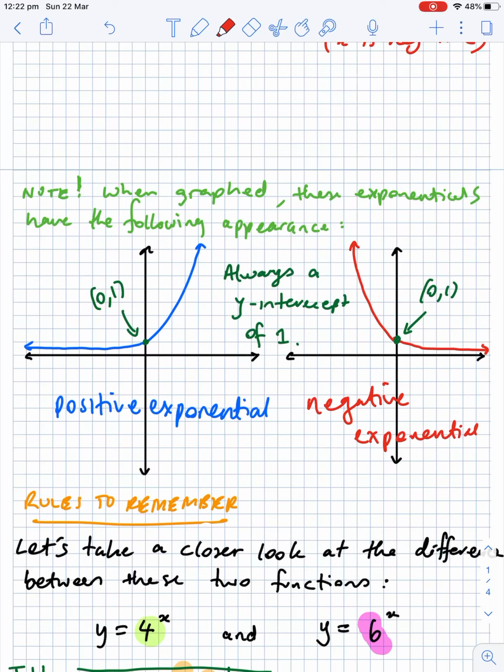Over here, very similar, but it's pretty much like a mirror image. You've got it really flat over on the right, and then over here is where it takes off. So that's the negative exponential. It's got the same y-intercept. Always a y-intercept of 1, as you can see there. Okay, so the graphs, don't worry too much about having to graph these perfectly. These are pretty much like rough sketches, and I'm content with that.